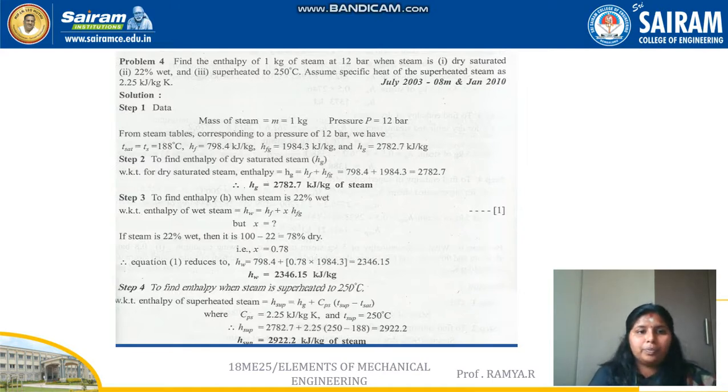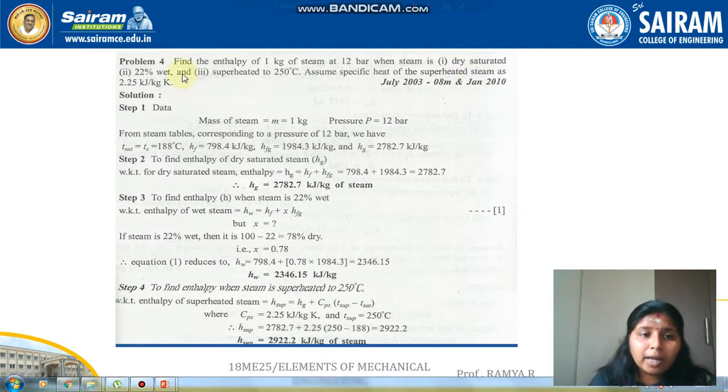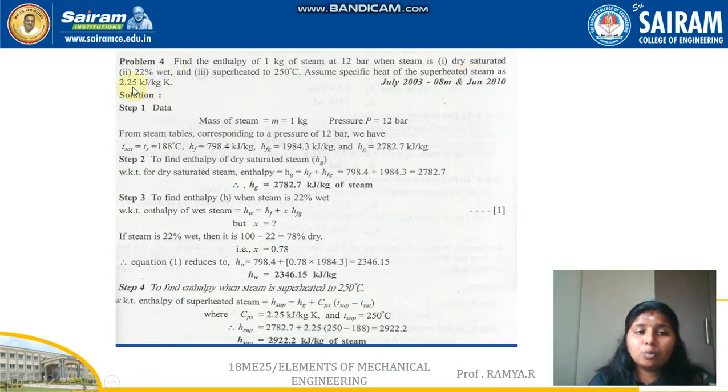And the next problem involves the usage of enthalpy for all three steams. Find the enthalpy of 1 kg of steam at 12 bar when the steam is dry saturated, 22% wet, and superheated at 250 degrees Celsius. Assume that the specific heat of superheated steam is 2.25 kilojoule per kg Kelvin. If they do not mention the specific heat of superheated steam but you need a value, then you can assume it as 2.25.